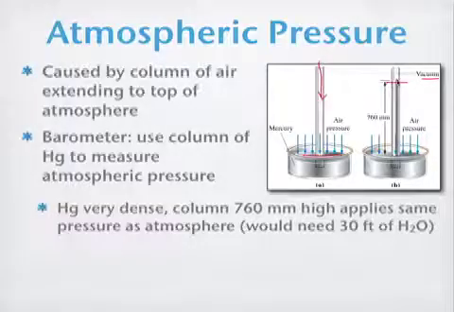Now the reason 760 millimeters is our standard is because mercury is very dense. It's over 13 times denser than water. For water, we would need to have a column of water 30 feet high in order to have a water barometer. Now that can be done, but if you think about the lab and the classroom, that's really not a very practical height.